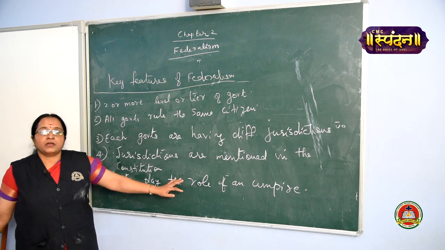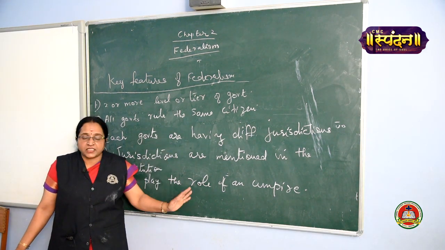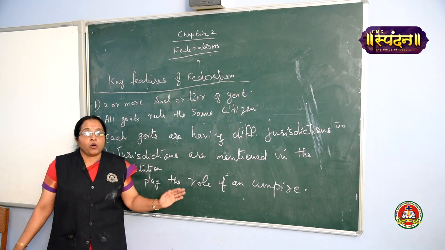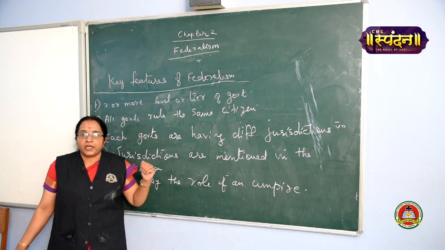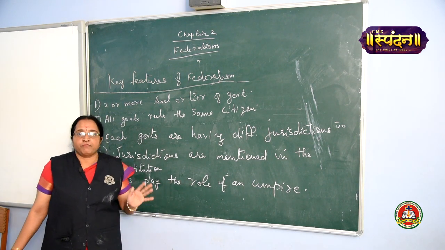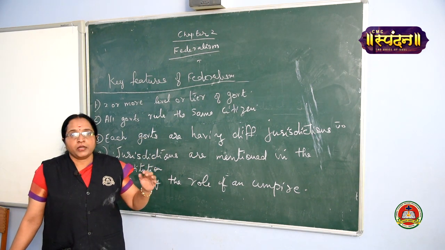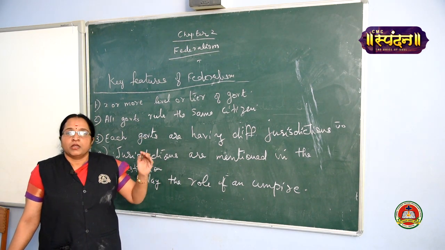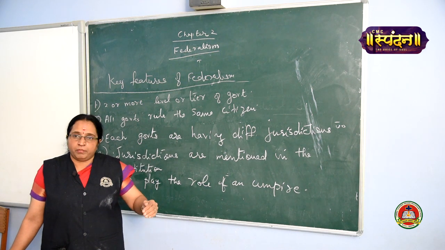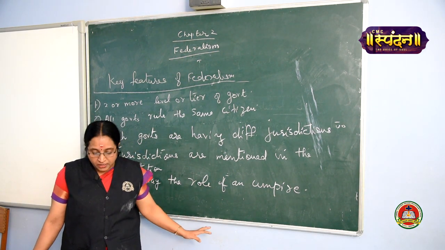Now, what is the role of an umpire? Umpire means he takes the decision, right? So, all the courts play the role of an umpire. He takes the decision if there is a fight between the central government and the state government, and if there is a fight between the local government and the state government. So, the courts have the power to take the decision.